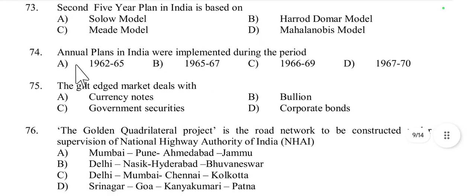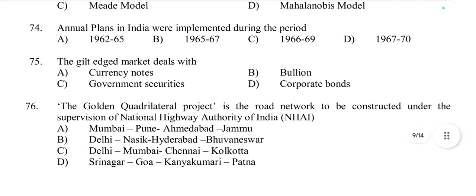Then question number 74: annual plans in India were implemented during the period 1962 to 65, 65 to 67, or 66 to 69. Annual plans in India were first implemented in 1966 to 69. So option C is right here.